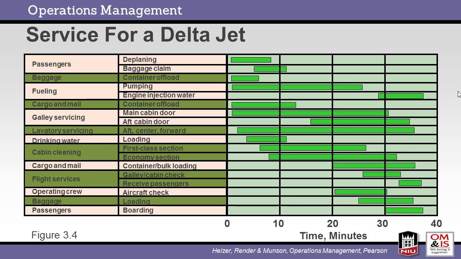Here's an example of a Gantt chart showing the tasks associated with servicing a jet aircraft. This chart is more complex, yet describes a set of activities measured in minutes, not days or months.